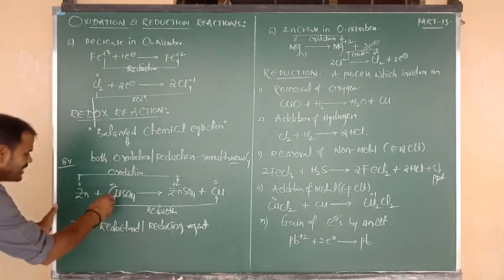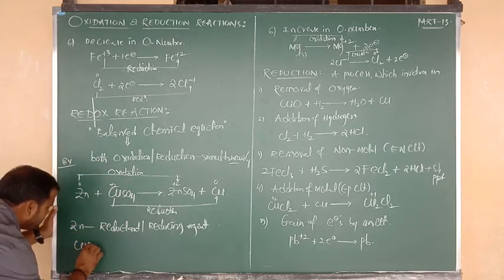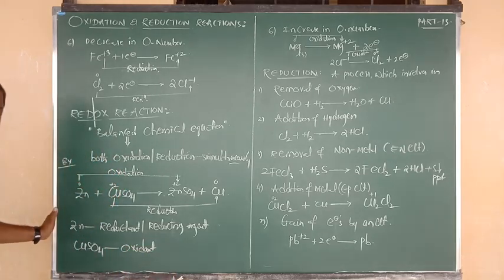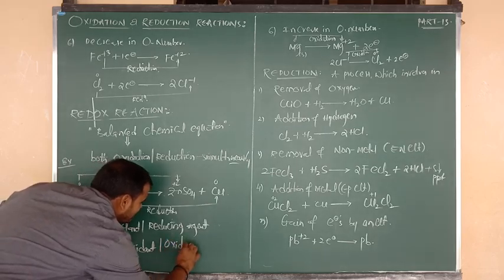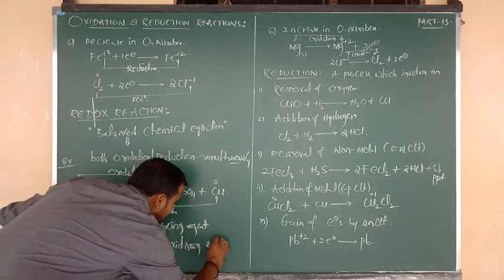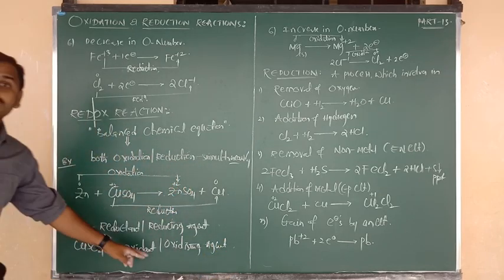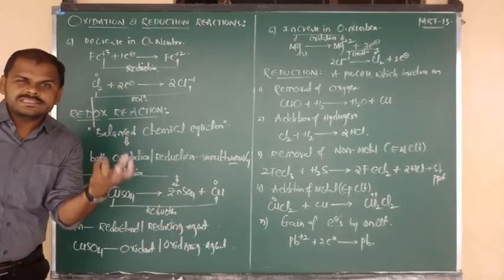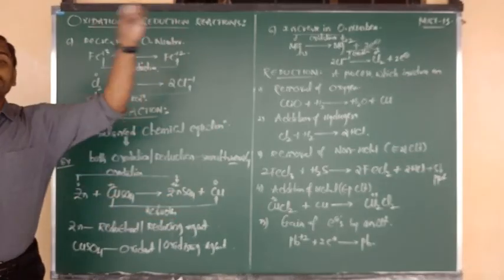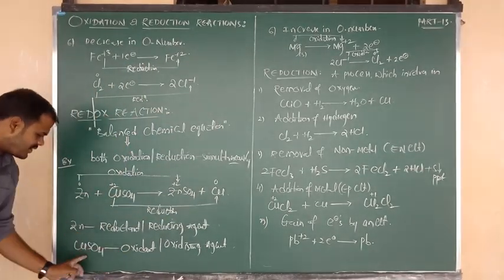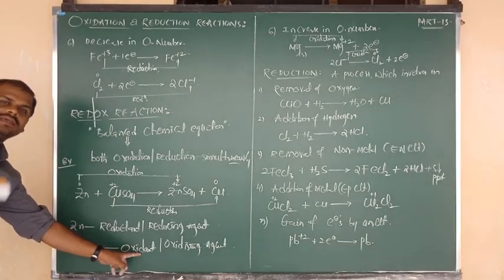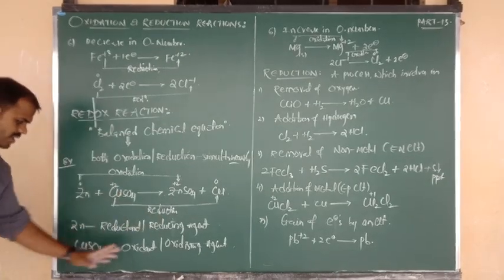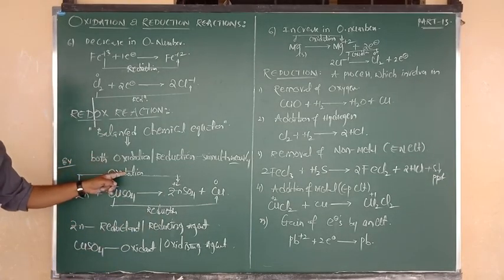Okay. Next, what is the other reactant here? Copper sulfate. It acts as an oxidant, and also we can say oxidizing agent. Sir, what is meant by oxidant or oxidizing agent? Oxidants or oxidizing agents are the substances or compounds which participate in reduction. So copper sulfate acts as an oxidant, meaning it is involved in reduction. You see the equation, copper sulfate is involved in reduction, that's why we say oxidant. Zinc is involved in oxidation, that's why we say reductant.